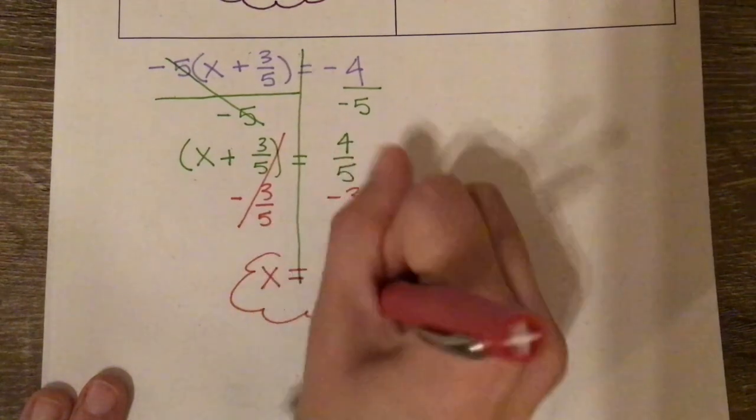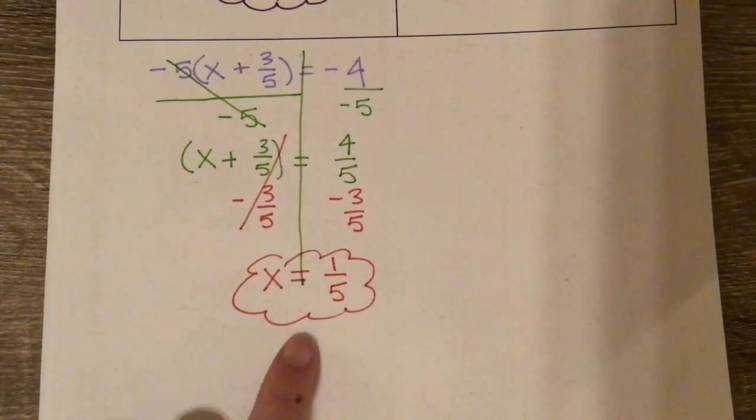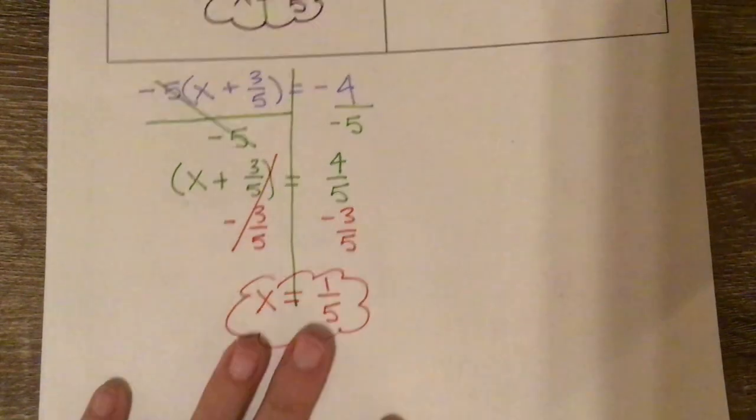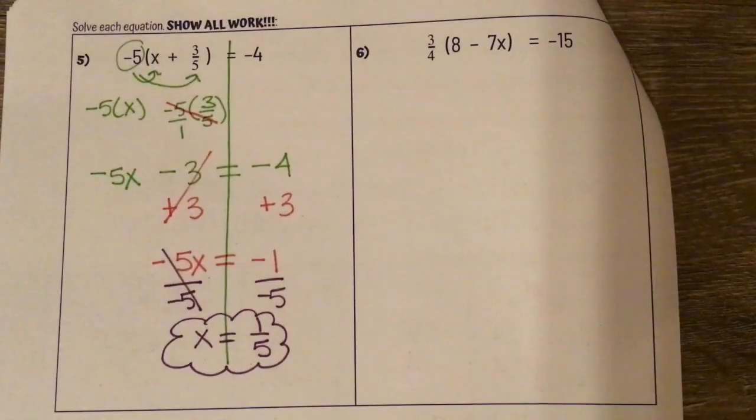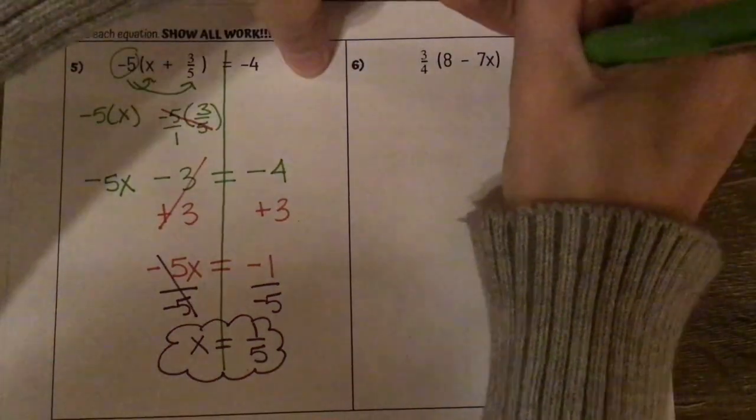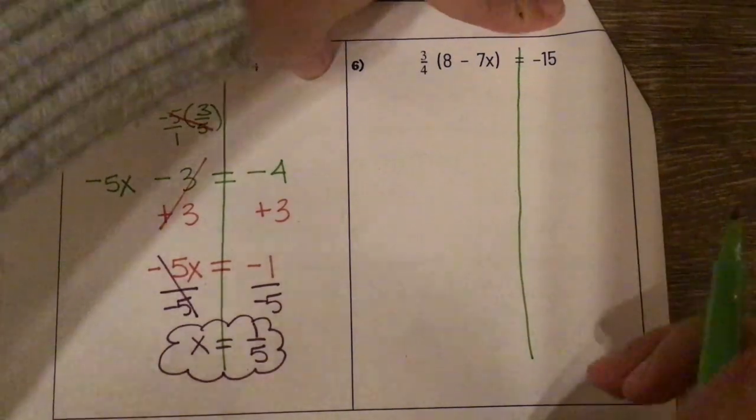In my opinion, doing it this way was a little bit quicker. There were less steps, but the other way might work for you as well. Number 6, same thing. We've got a fraction. So I'm going to do it that second route because I think that's going to be a little bit quicker.